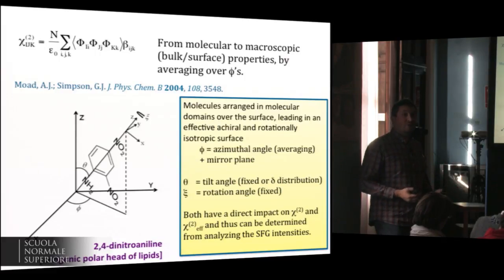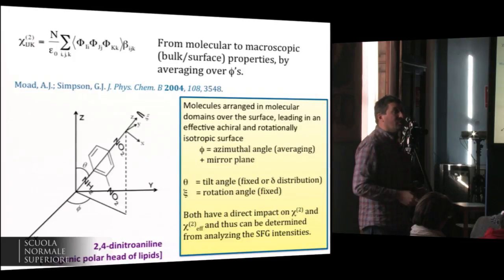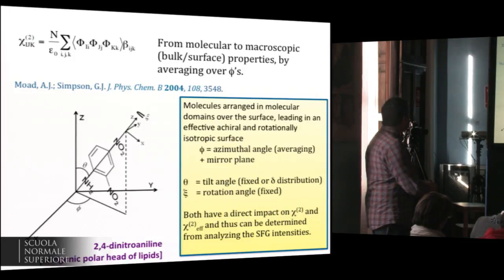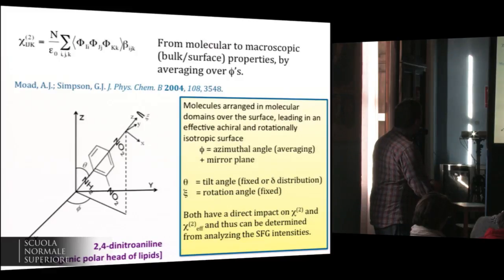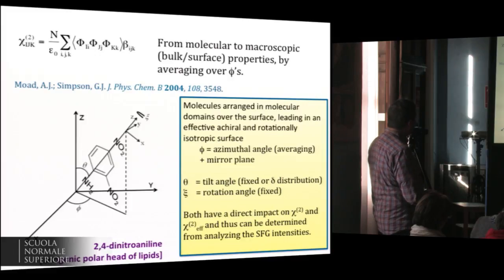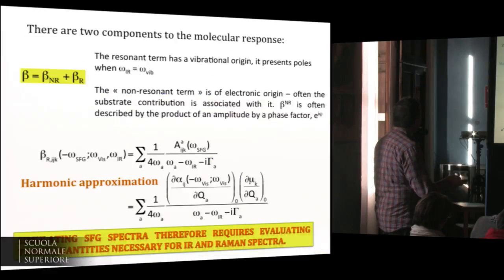And in the simulation, what we do is to simulate the spectra for different values of theta and xi. So in a sense, we have a direct delta distribution. And as we have already seen, there is a direct impact of theta and xi on Chi2 and on the effective Chi2. So let's go to the next step now.